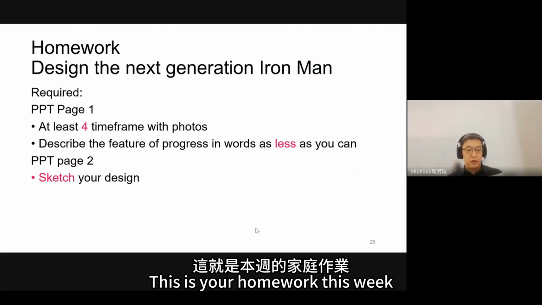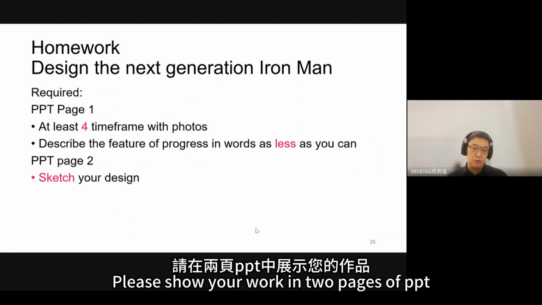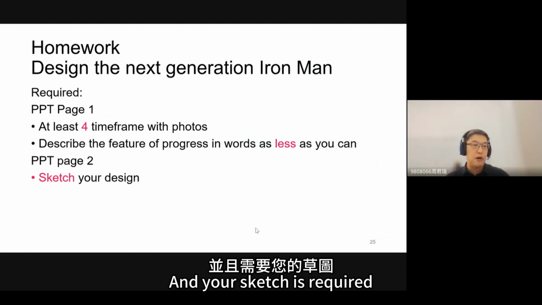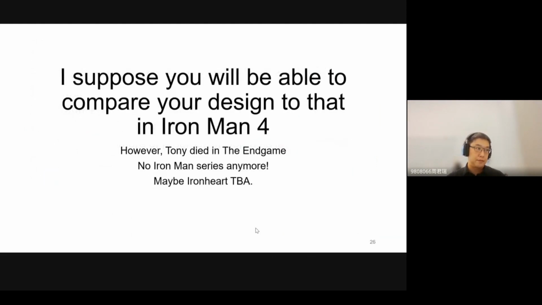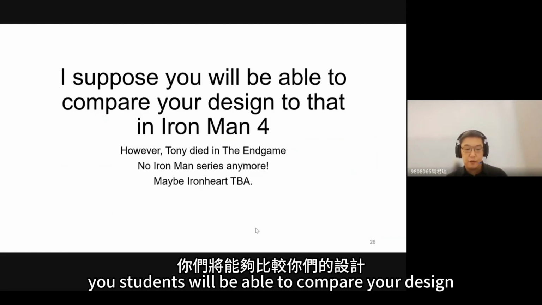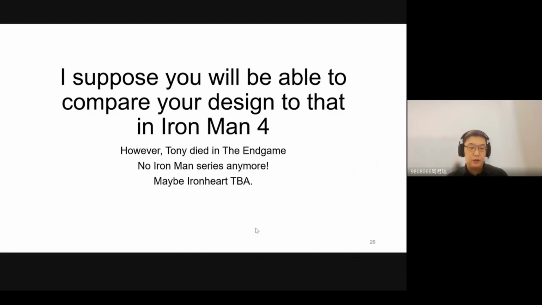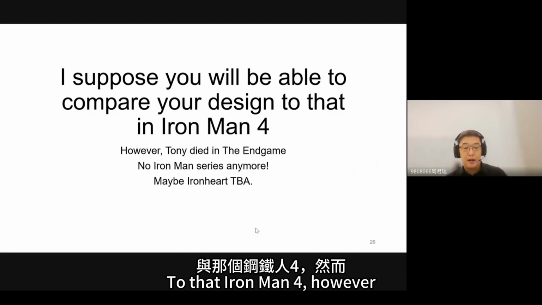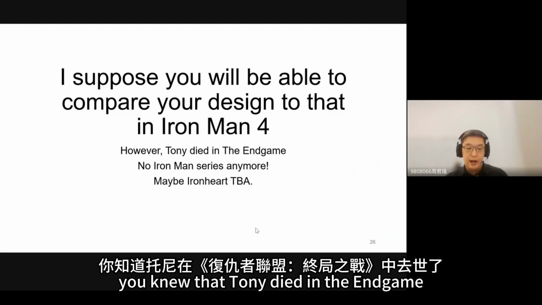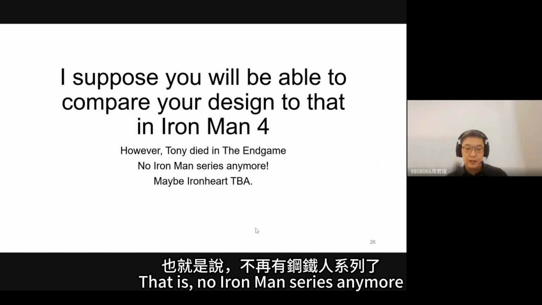This is your homework this week. Please show your work in 2 pages of PPT. Please read it completely, and your sketch is required. Originally, I was so excited that you students will be able to compare your design to that in Iron Man 4. However, unfortunately, you knew that Tony died in the end game. That is, no Iron Man series anymore.